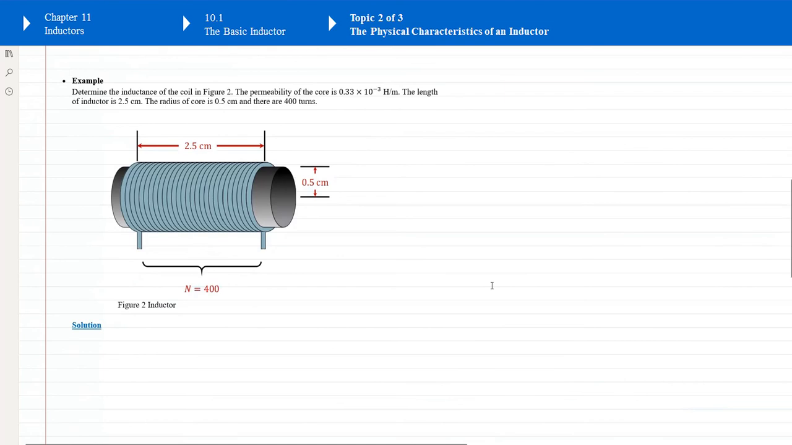Let's work on one example to see how to apply this formula. For the example, we need to determine the inductance of the coil below. The permeability of the coil is 0.33 times 10 to the power negative 3 Henry per meter. The length is 2.5 centimeters, and the radius of the core is 0.05 centimeter. There are a total of 400 turns. We have all the information we need. We are ready to solve the problem.